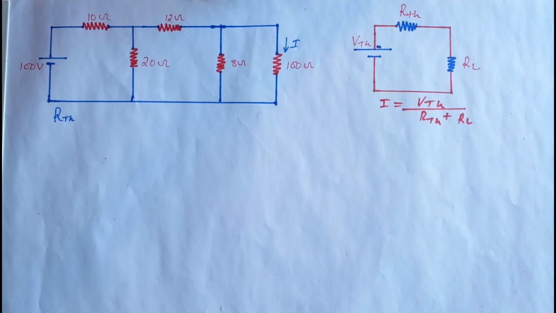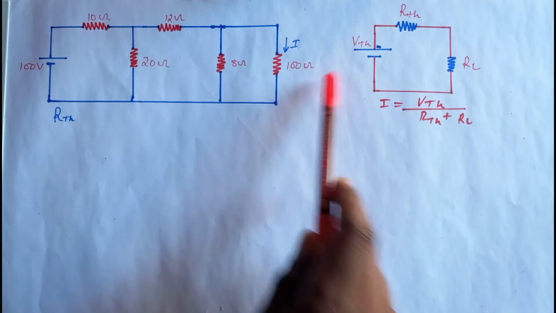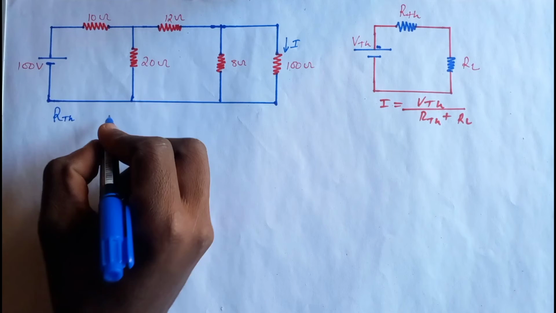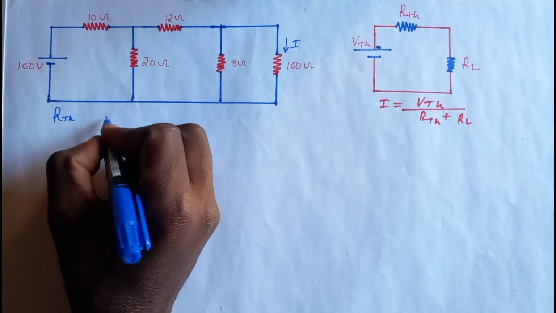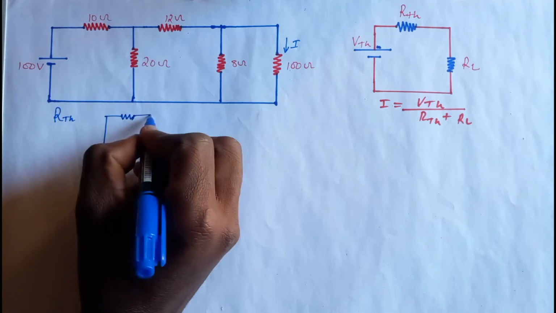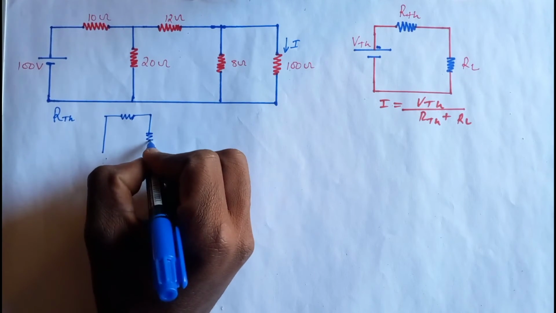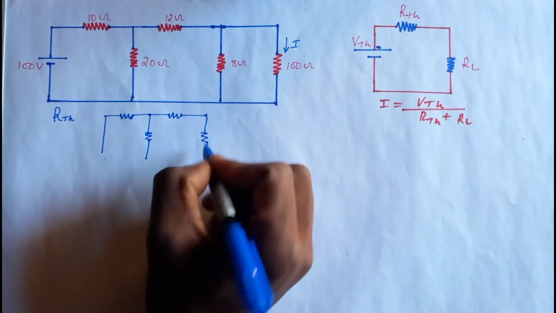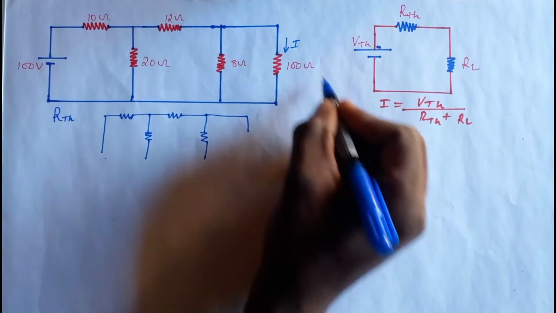As you can see, what I'm going to do first is remove the load resistor, and after that remove the power source. We replace the voltage source with a short circuit. If there was any current source, we would replace that with an open circuit. Now I'm going to redraw this circuit. We set the voltage source to a short circuit, and I'm going to write the 10 ohm resistor, 20 ohm resistor, 12 ohm resistor, and 8 ohm resistor, and remove the load resistor, the 100 ohm resistor.